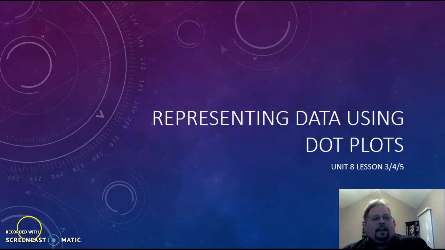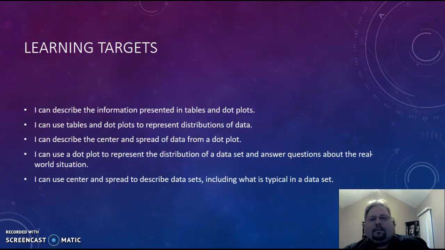Today we're going to look at representing data using dot plots. Our learning targets for today: I can describe the information presented in tables and dot plots. I can use tables and dot plots to represent distributions of data. I can describe the center and spread of data from a dot plot. I can use a dot plot to represent the distribution of a data set and answer questions about real-world situations. And I can use center and spread to describe data sets, including what is typical in a data set. This word typical we're going to see throughout the lesson today, especially when we start analyzing these dot plots.